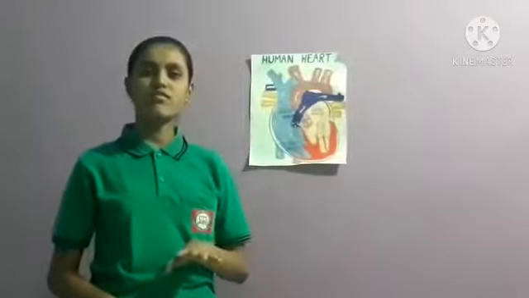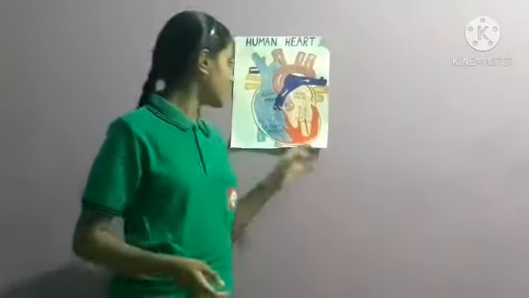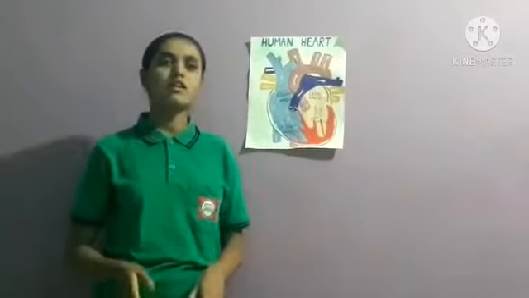Accidentally, if anybody gets injured, we have platelets in our body. What is the function of platelets? Platelets minimize the excess loss of blood in our body, so that the blood will not get out of the body easily. If these platelets were not present in our body, then there would be excess loss of blood and we would have been dead.